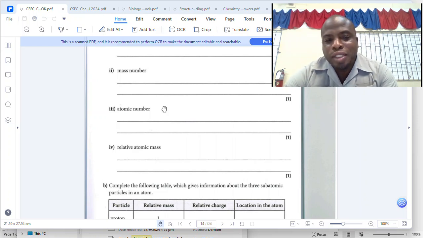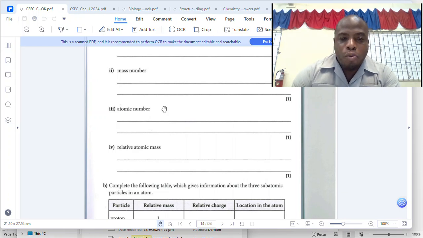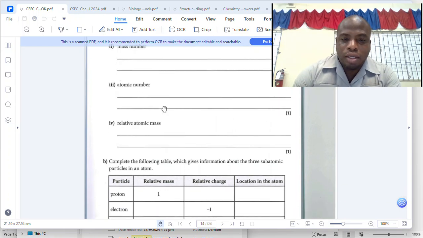When we look at a relative atomic mass, it's really the average mass of one atom of an element, and they compare it to the mass of 1/12 of a carbon atom. So a carbon-12 atom, that's how we basically come up with the relative atomic mass.